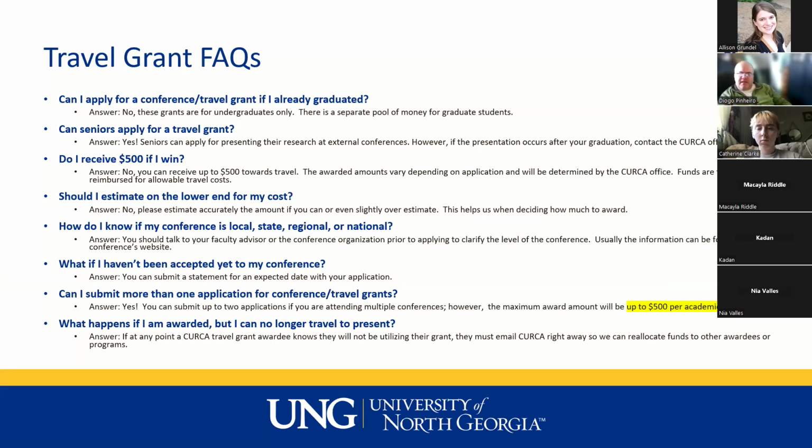If you haven't been accepted yet to your conference, just tell us when you expect to receive that acceptance. And you can apply to more than one conference at the same time, right? But keep in mind that the $500 limit is per academic year, right? So if you apply for one conference and then another conference, you have two applications in, and both of them are asking for $500. We cannot give you $1,000 if both are funded. The limit per student is still $500 per academic year, right?